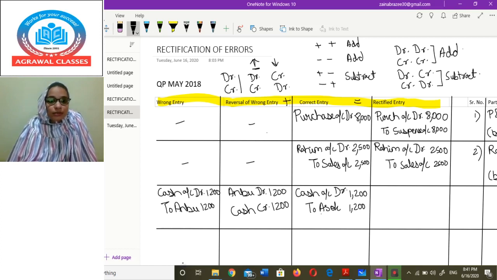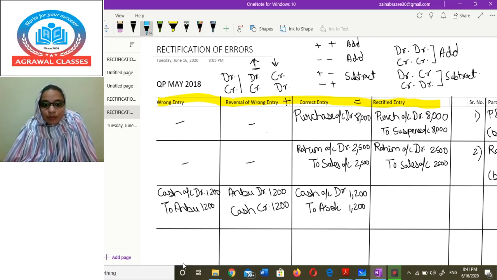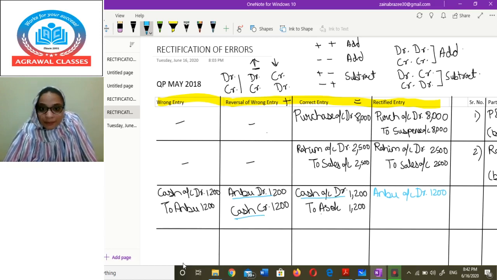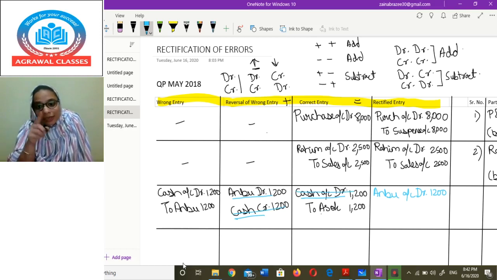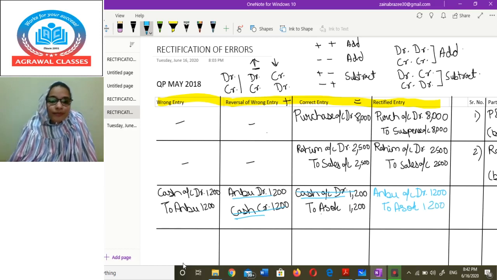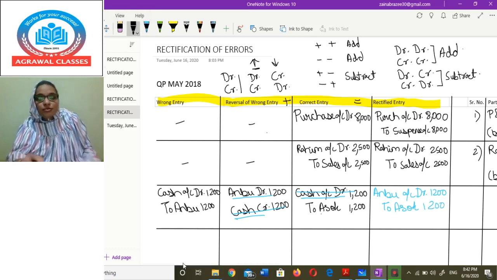So let us do it. See, Anbu debit. Is Anbu account visible here? No, so you can directly write Anbu account debit 1200. Cash credit, there is a cash debit also. Debit and credit we subtract, and cash debit, cash credit, since the amount 1200 is same, it will get cut. So you will be left with to Ashok 1200. Okay. Now let us write our final solution.